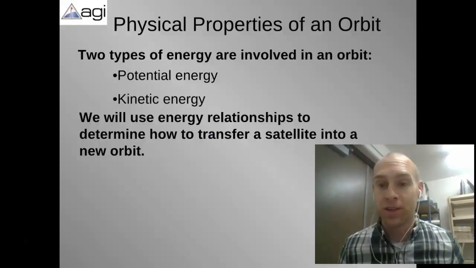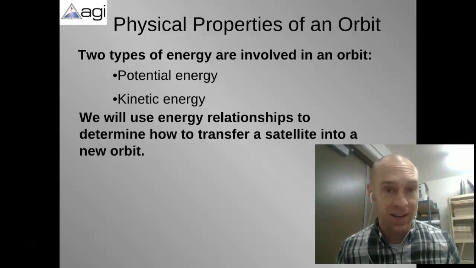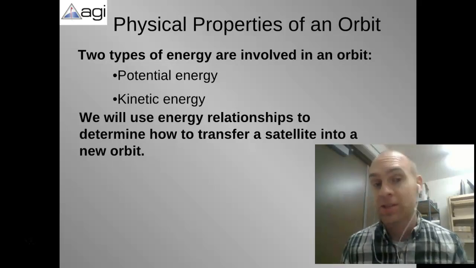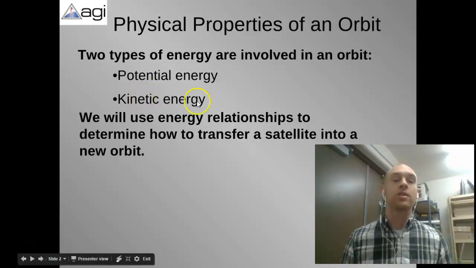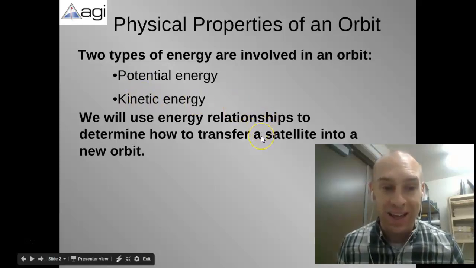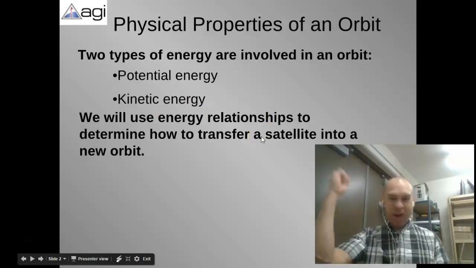There are two types of energy involved in an orbit, potential energy and kinetic energy. And from physics class, you probably already know what those things are. But the equations for those are slightly different with respect to orbits. So write those two words down, and we will use these energy relationships to determine how to transfer a satellite into a new orbit. Woo!